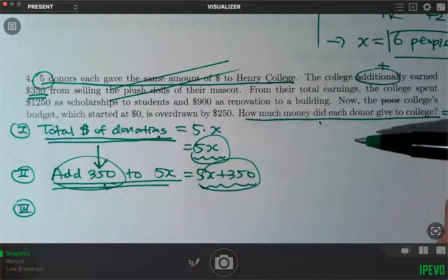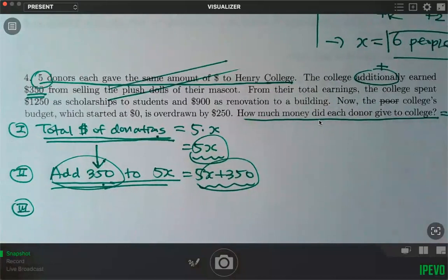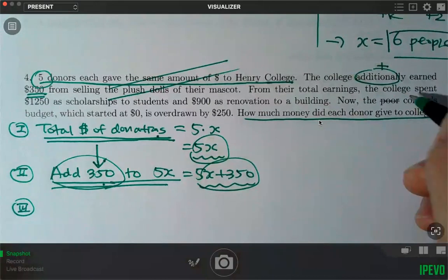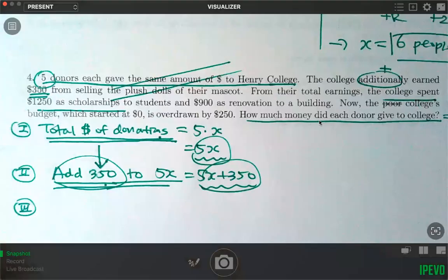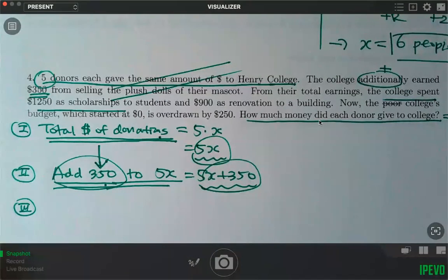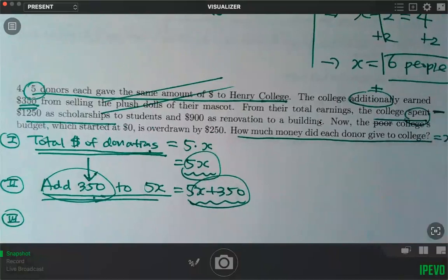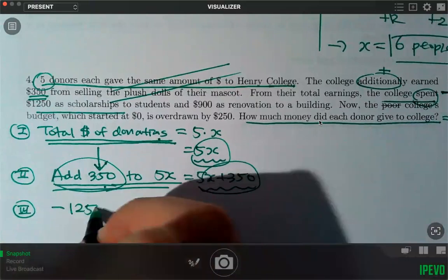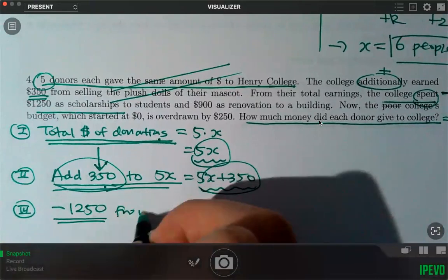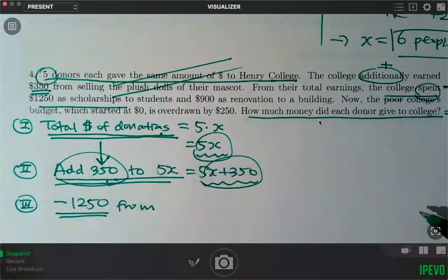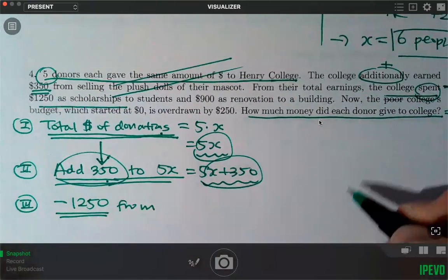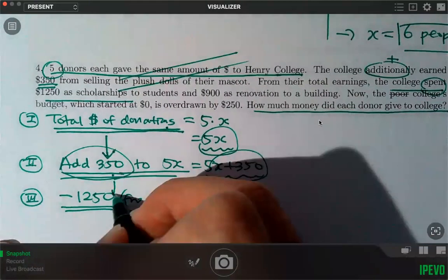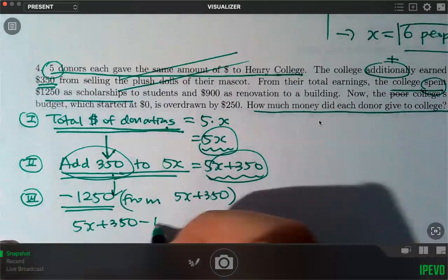Okay, so now from the total earnings, the college spent 1250 as scholarships. What does this mean? Subtraction, right? Yes, because this is the opposite of earning, so that means subtraction. So you subtract 1250 from where? Yeah, this one, from 5x plus 350. So what do you get? 5x plus 350 minus 1250.